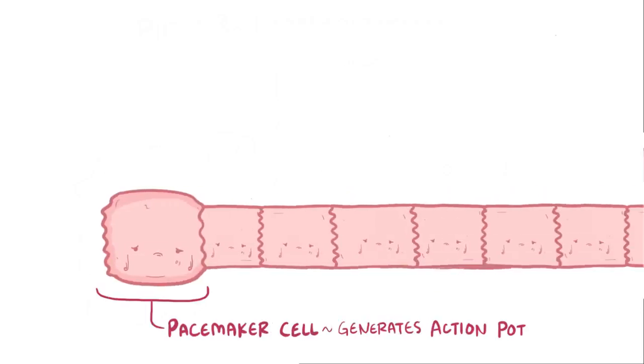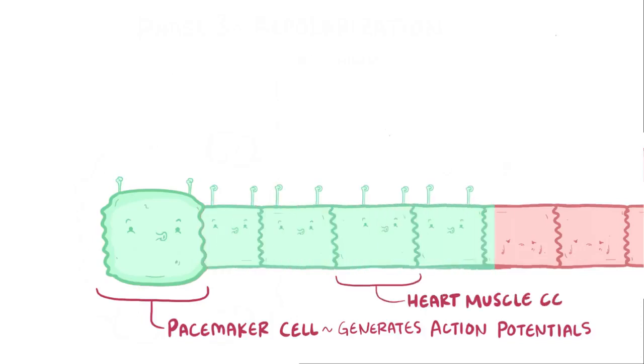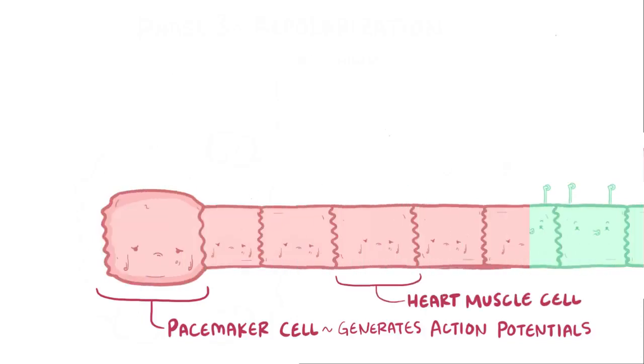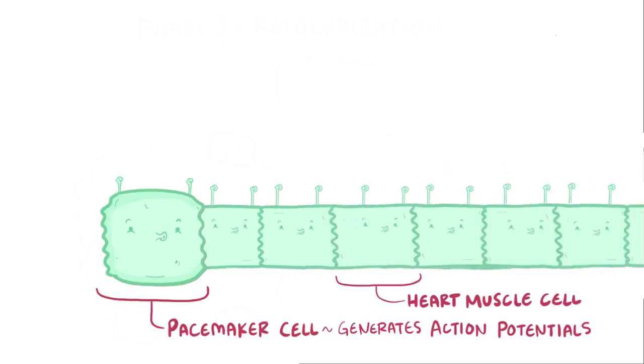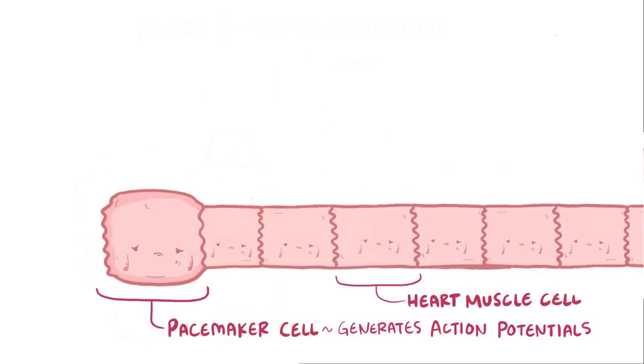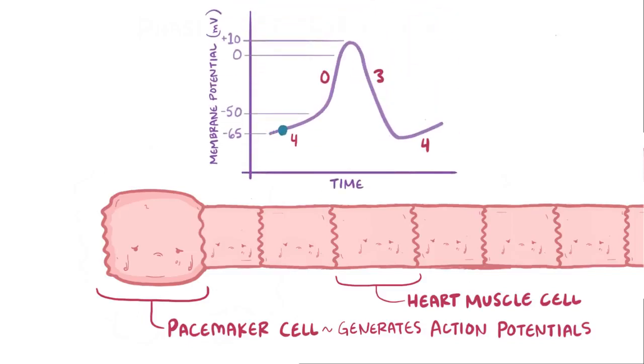Alright, as a quick recap, pacemaker cells generate action potentials automatically. Each action potential spreads through the heart muscle cells in a process called a depolarization wave. And each depolarization wave leads to a single heartbeat. For pacemaker cells, there are 3 phases. Phase 4, which is the slow depolarization phase, phase 0, which is the rapid depolarization phase, and phase 3, which is repolarization.